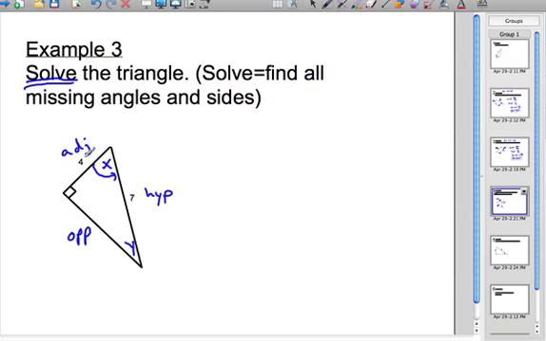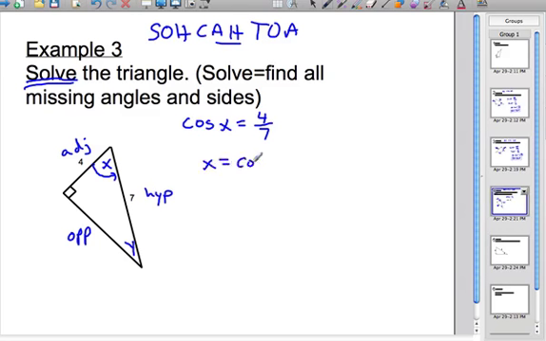Okay, so we're looking for something with adjacent and hypotenuse. So let's check out SOHCAHTOA. Which one uses adjacent and hypotenuse? That is cosine. So to get x, I'm going to do cosine x equals adjacent divided by hypotenuse, which is 4 out of 7. So x equals inverse cosine of 4 out of 7. And I'm going to go ahead and get that angle measurement now.